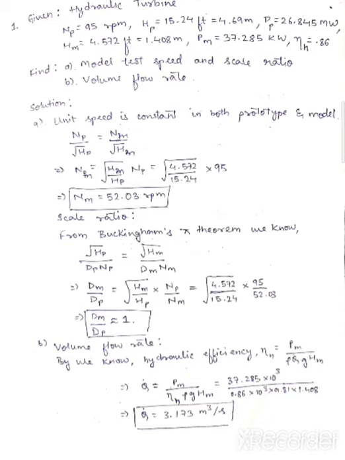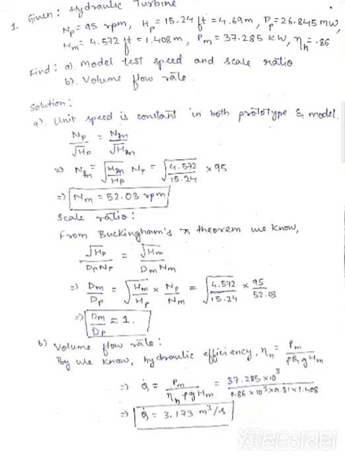Now to find out the scale ratio, I have used the head coefficient of Buckingham's pi theorem, which states that root over Hp by dP Np is equal to root over Hm by dm Nm. Here dP and dm are the diameters of the wheel of the turbine of prototype and model. By rearranging this, we get dm by dP is equal to root over Hm by Hp into Np by Nm. As we know all the values, we'll put the suitable values, and we got dm by dP to be nearly equal to 1, which is the scale ratio.